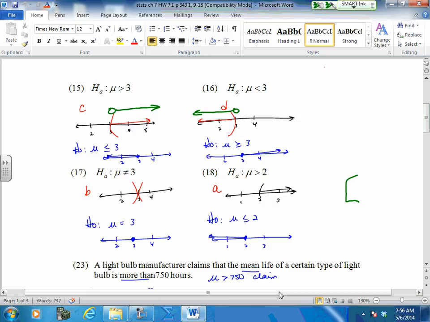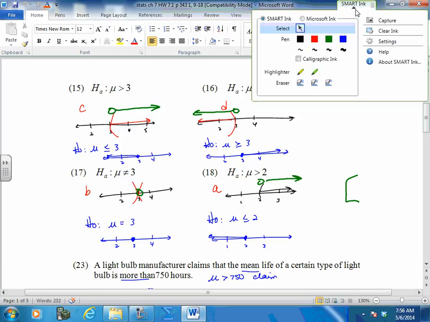This is weird looking, but it's saying use everything but 3. This guy's an open circle. So its complement is use 3 only. It's either 3 or it's everything else. This one, greater than 2. Its complement, less than or equal to 2. Okay? Everybody all right with this?